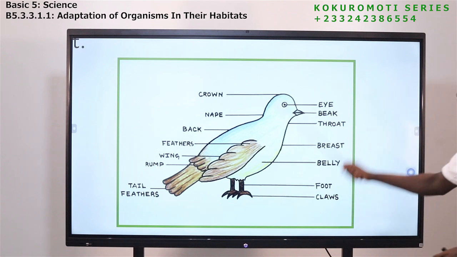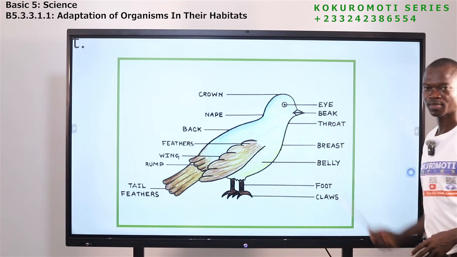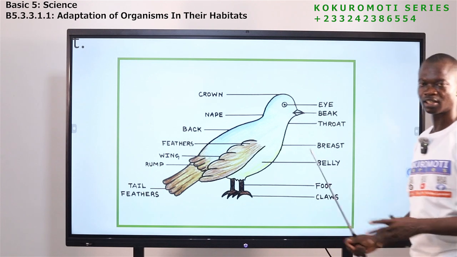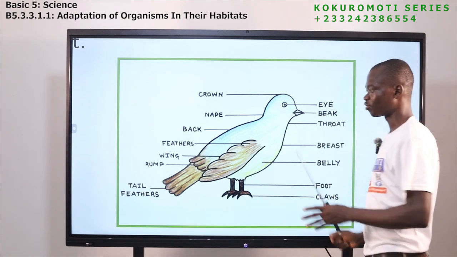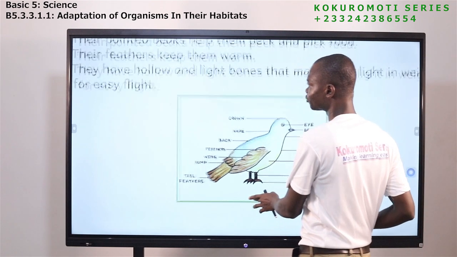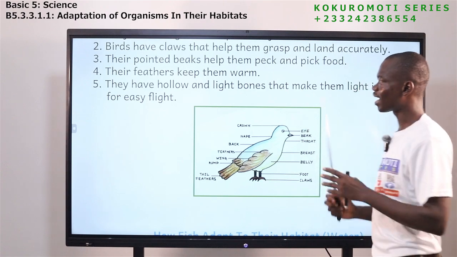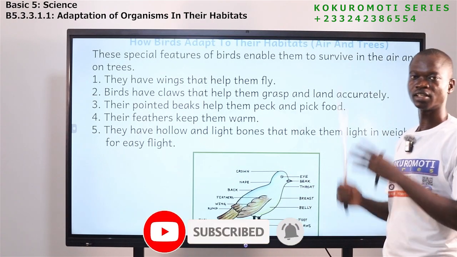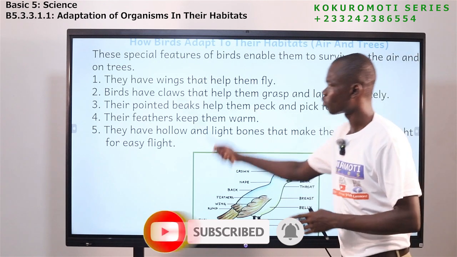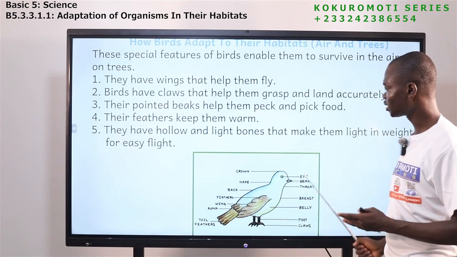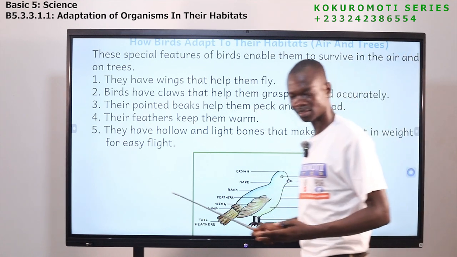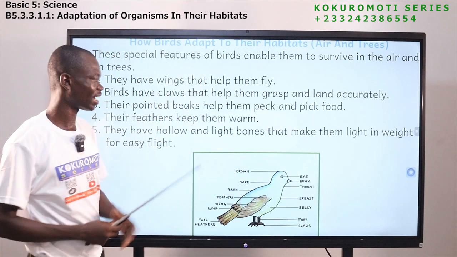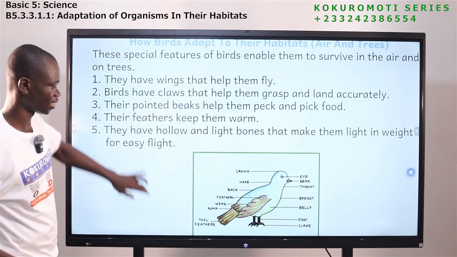So these are the features or parts of what? Birds. Parts of a bird, and these features help the bird to what? To survive or to live in the air. Okay, so if I ask you to give reasons why birds are able to survive in the air, these are the points I expect from you. The beak, the feathers, the wings, the bones are all reasons why they are able to survive in the air.